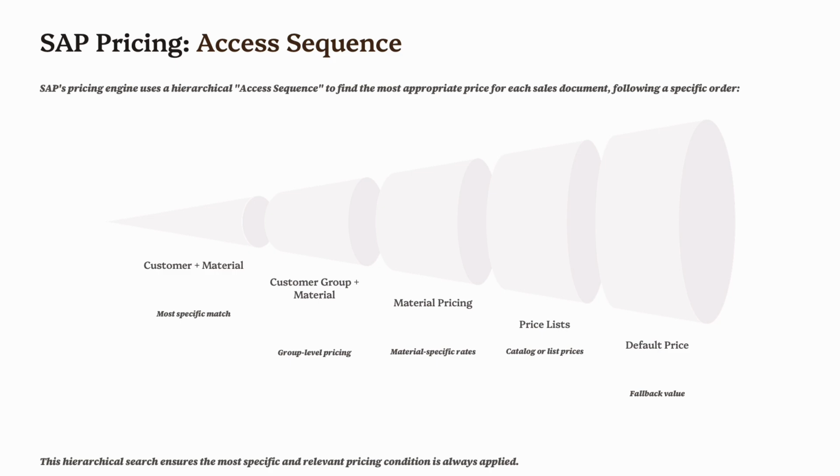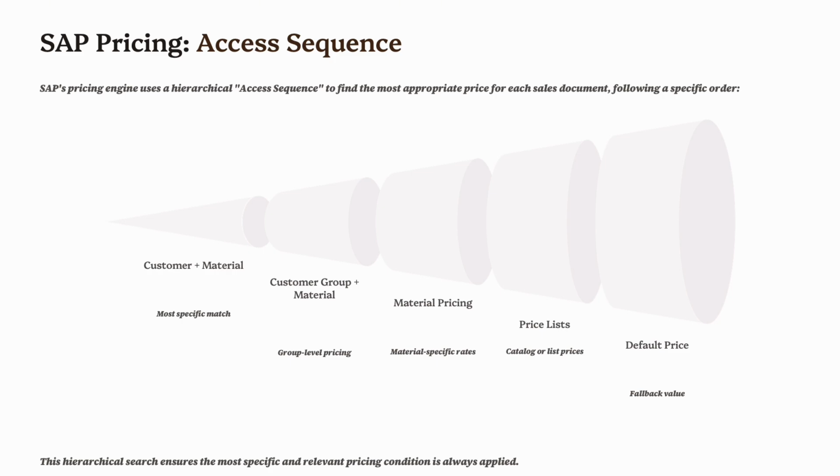Here's how it works. 1. Step numbers. Define the sequence in which conditions are applied. 2. Condition types. Each row represents an element, like PR00, K004, KF00, or MWST. 3. From and To columns. Used to calculate subtotals, for example, base plus discount before tax. 4. Account keys. Link pricing elements to GL accounts in FI, like ERL for revenue and MWS for tax.